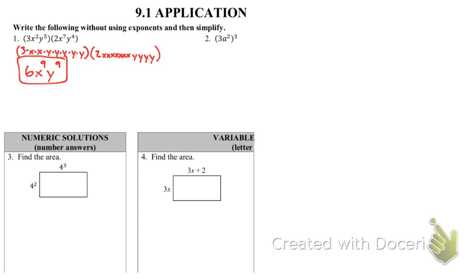Okay, and that's all you're going to be doing for these two problems at the top. Alright, number 2, let's expand this out. I like to expand the power on the outside first. That means we have 3 total of these parentheses. So we have 3a squared, times 3a squared, times 3a squared. Okay, and now we're going to expand each one.